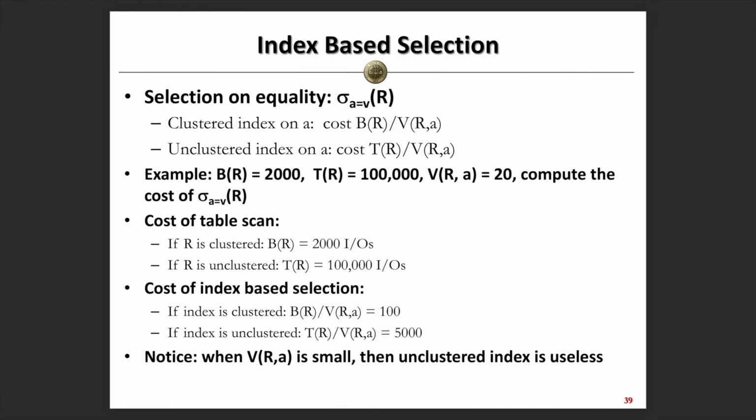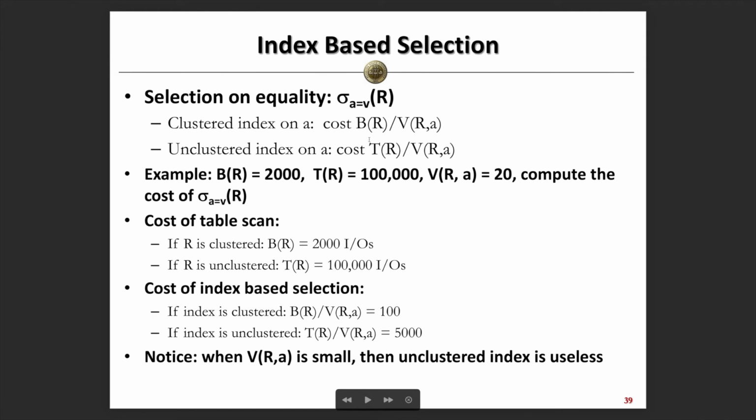Let's assume we have a relation R. B(R) is 2,000, in other words, we have 2,000 different blocks for the relation R, and T(R) is about 100,000, so we have 100,000 different tuples for the relation R. As to the attribute A in the relation R, it has 20 unique values. And we want to compute the cost of this selection operation with this index-based algorithm.